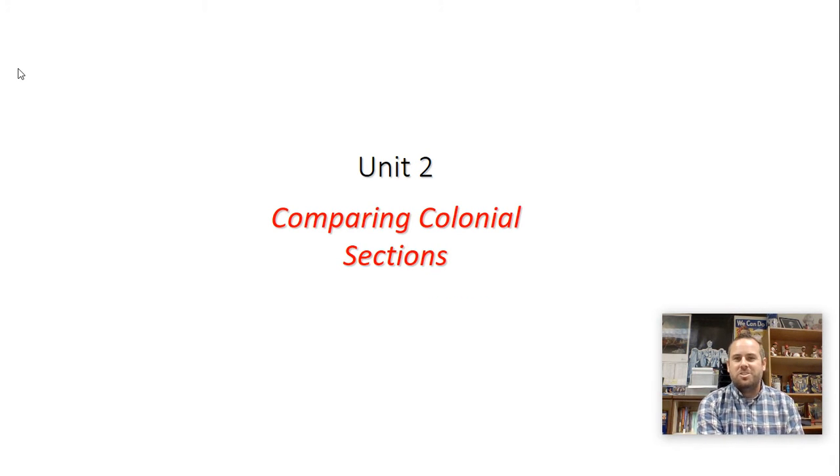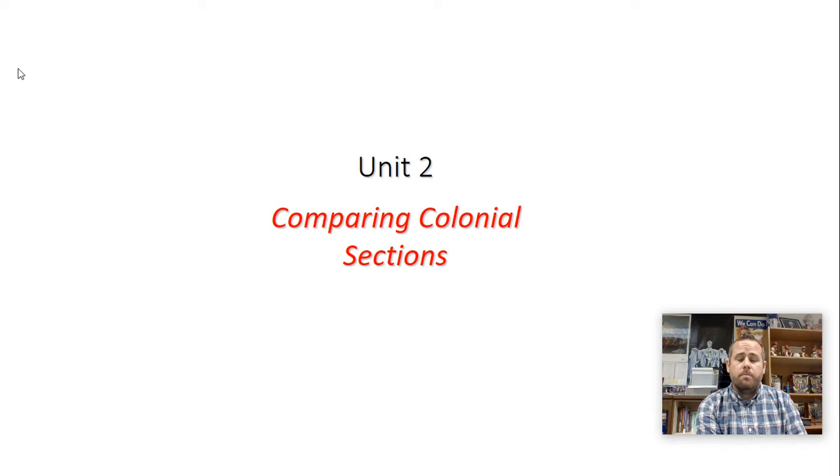Okay, first AP lecture for the year. I'm going to call this one Comparing Colonial Sections. We're specifically talking about the English colonies on the eastern seaboard. We need to know three sections: the northern or New England colonies, the middle or the mid-Atlantic region, and then the southern colonies, part of which is also known as the Chesapeake region.